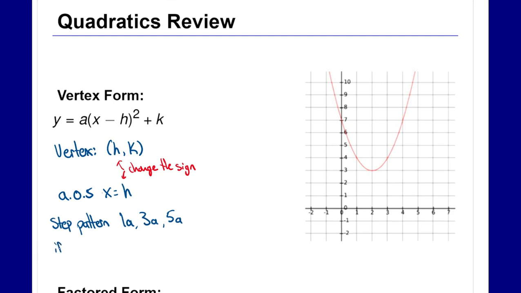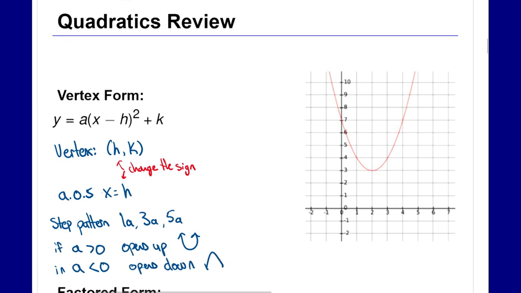And if a is greater than 0, it opens up. So it looks something like this. So if a is positive, it opens up. If a is less than 0, or negative, it opens down. So we do get a lot of information from this.